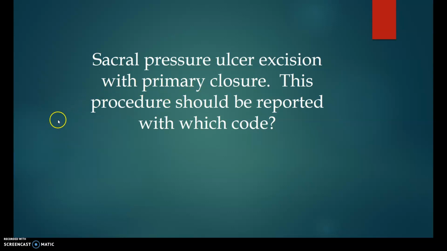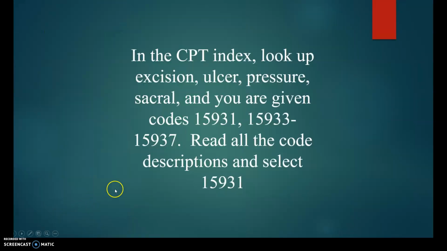So for the first scenario, sacral pressure ulcer excision with primary closure. This procedure should be reported with which code? In the CPT index, you're going to look up excision, ulcer, pressure, sacral, and then you're going to be given a range of codes 15931 and then 15933 to 15937. So you're going to read all those code selections and then you're going to choose 15931, and that would be the CPT code for this scenario.